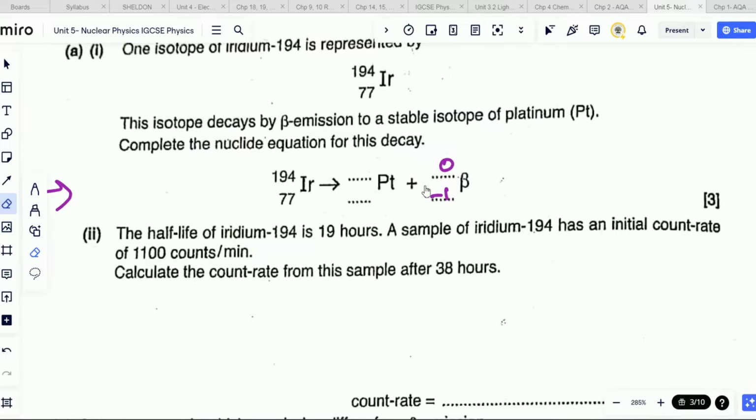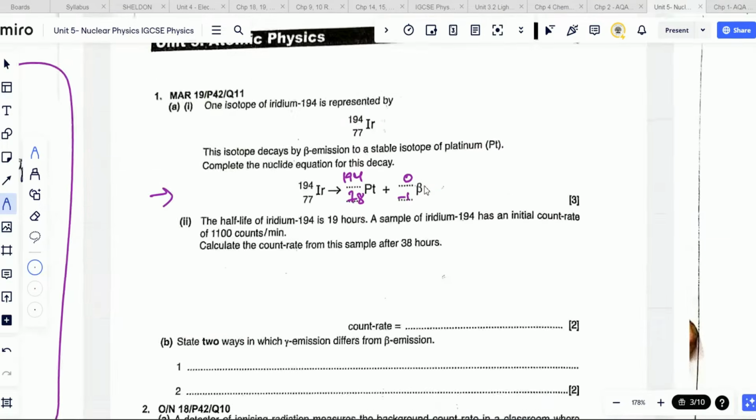194 minus 0 is the same. Correct. This will also be 194. What about the other part? 78. Very good. Let's move on to our next question now.